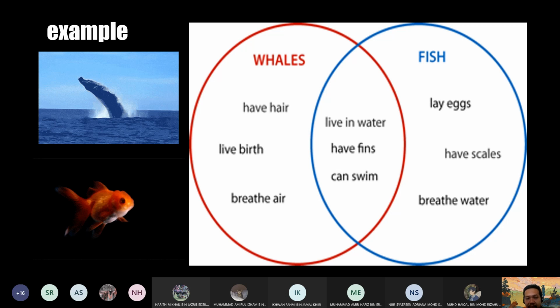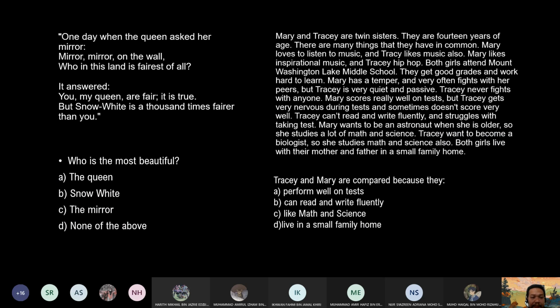So yang tengah-tengah in the middle is actually the similarities, and yang kat luar tu is actually differences. Okay, inilah contoh very classic example yang you can actually relate to the reading. Of course, when we go to reading, dia akan jadi macam ni lah. Ni contoh, we have 2 different texts, okay? And then second question.